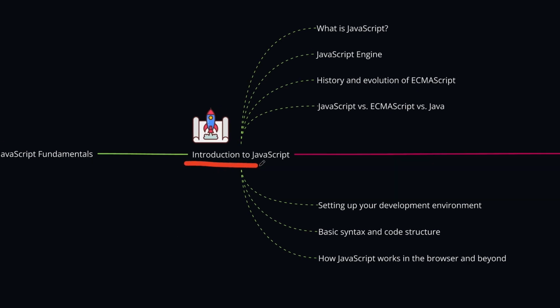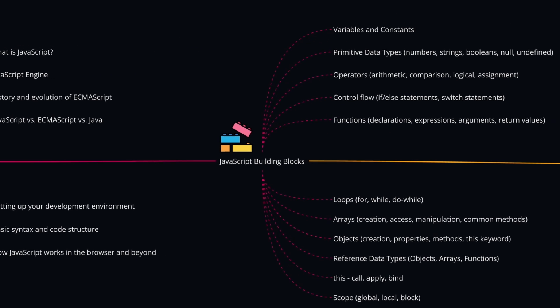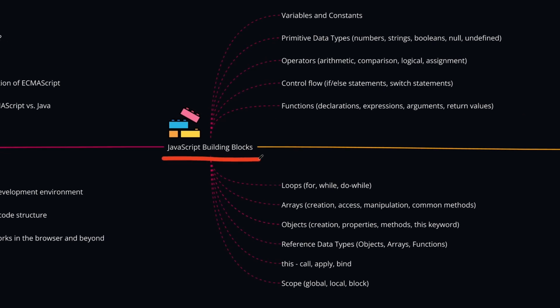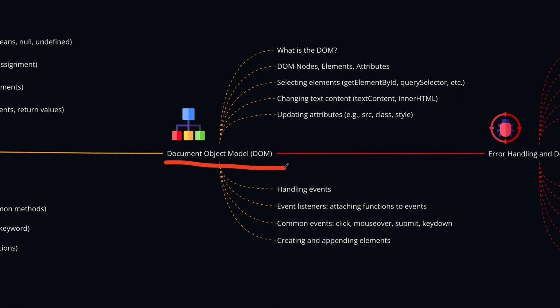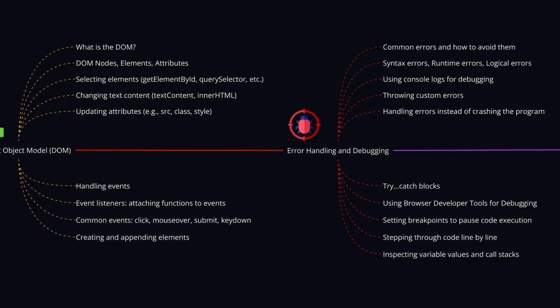We'll start by understanding what JavaScript is, its history, and how to set up the development environment. We'll dive into the fundamental building blocks such as data types, operators, how to control the flow, how to execute loops in JavaScript, use functions, objects, and more. Then we'll learn about the document object model and how to interact with and manipulate the elements on a web page using JavaScript. After that, we'll move on to error handling and debugging.